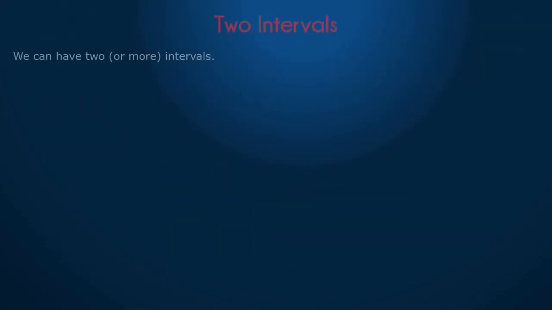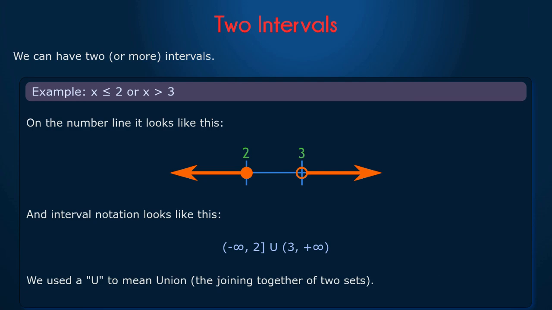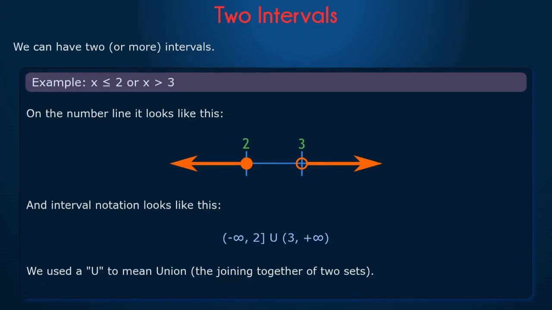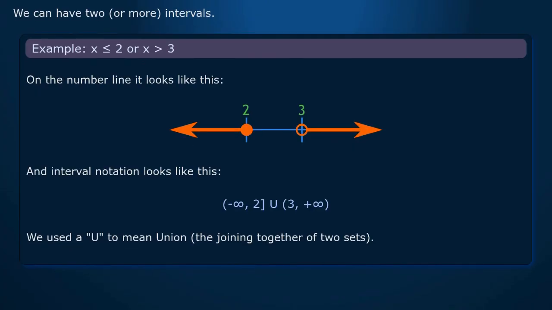We can have 2 or more intervals. Example, x less than or equal to 2, or x greater than 3. On the number line, it looks like this. And interval notation looks like this. We used a U to mean union, the joining together of 2 sets.